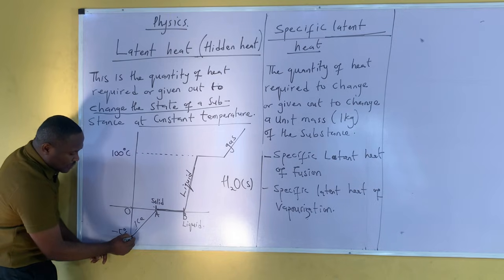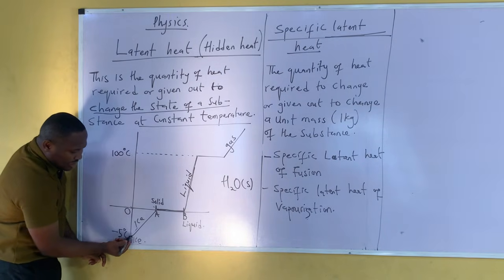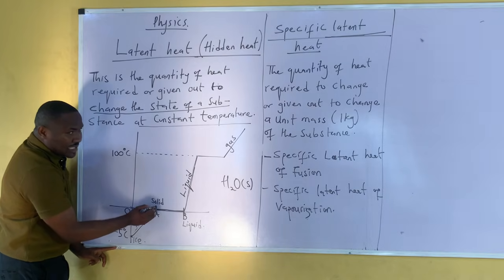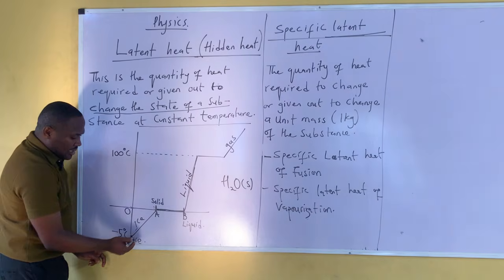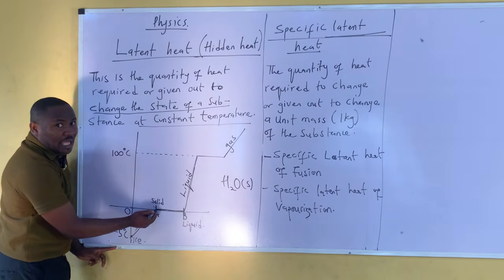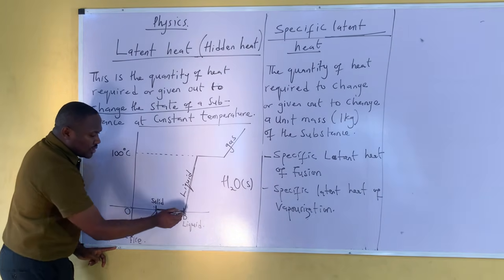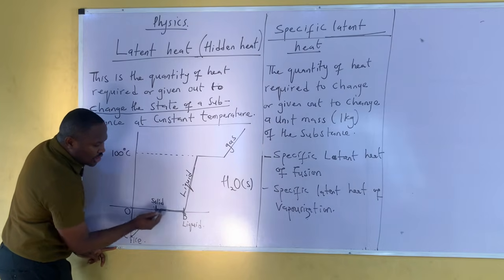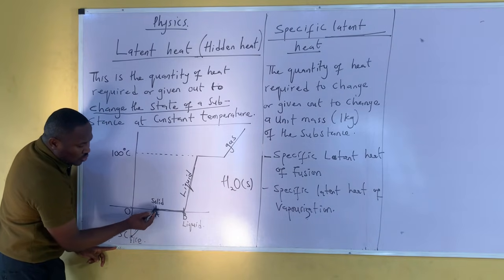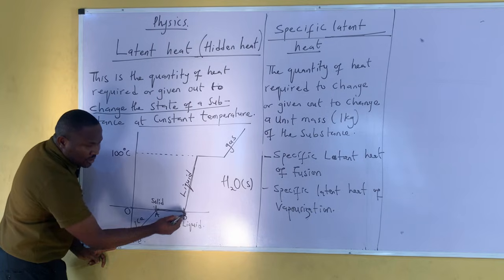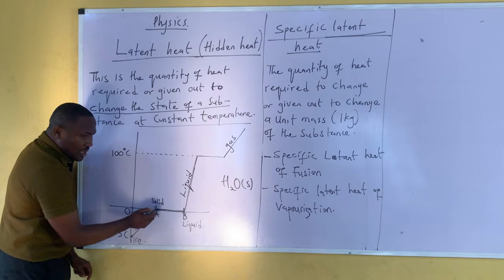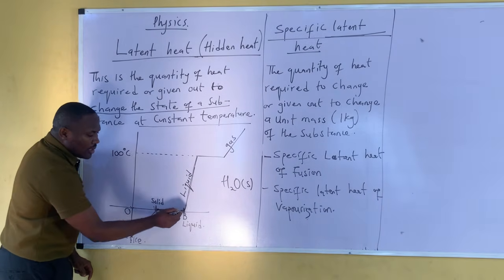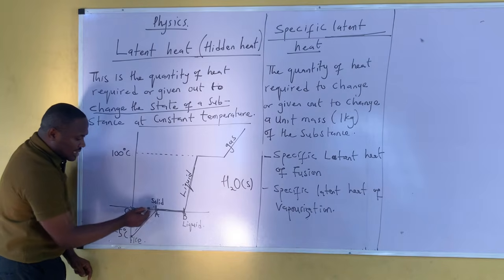Watch this. At this point, it was ice. Ice changed to this point, still ice, but there was a change in temperature. Now, A to B, there is a change in the state. Solid, but now liquid, but still at 0 degrees Celsius. So A was solid, B now is liquid, but at the same 0 degrees.